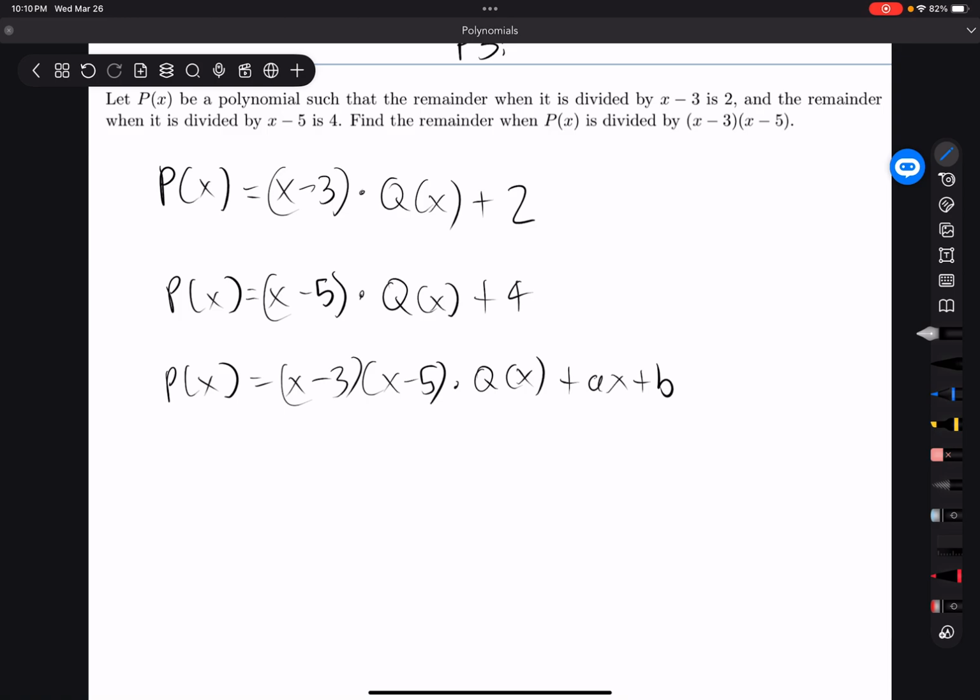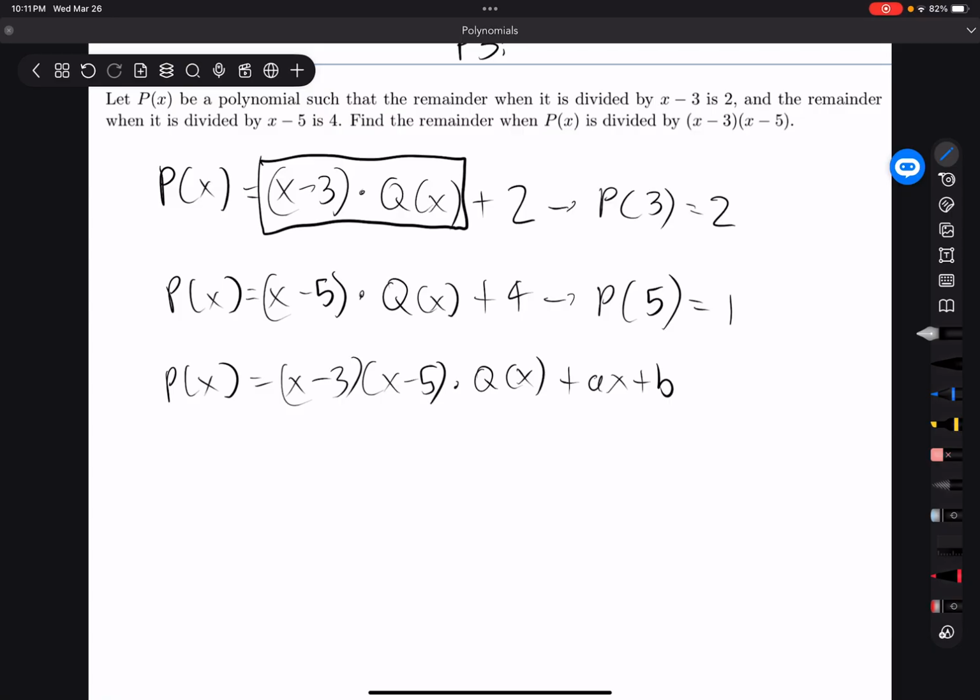Okay, so now that we have this, let's try and do a little bit of solving. Let's just say we plug in x equals 3 to our first equation. We want to simplify this as much as possible. If we plug in x equal to 3, then these terms right here will actually just equal 0, because 3 minus 3 is 0, and 0 times anything is 0. So this will just cancel to 0. So you already get that p of 3 is equal to just our remainder, 2. Similarly, from the next equation, if you plug in x equal to 5, you get p of 5 is equal to 4.